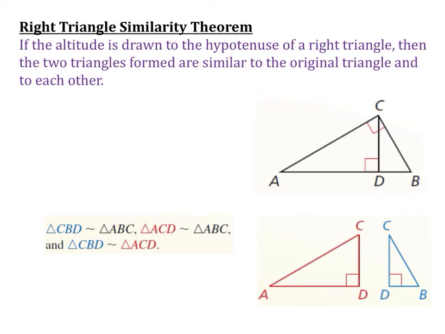This leads us into the right triangle similarity theorem. If the altitude is drawn to the hypotenuse of a right triangle, then the two triangles formed are similar to the original triangle and to each other. So if you were to sketch the two smaller triangles after you have sketched in your altitude of the original, you've got these two smaller triangles. If you were to separate them and sketch them separately, you could see that all three triangles, so the original ABC, are similar to the two smaller ones. And here's our similarity statements.